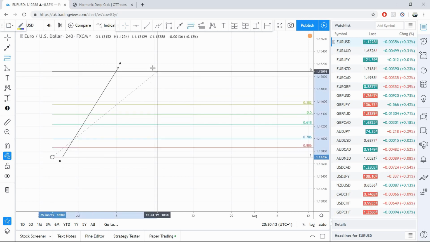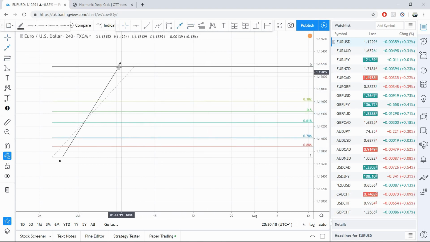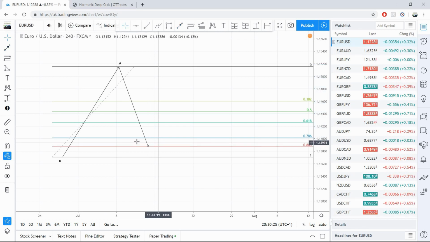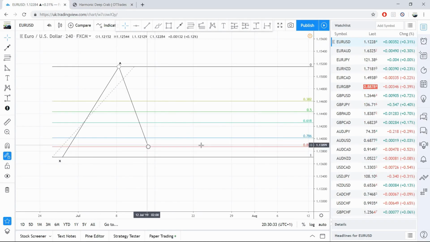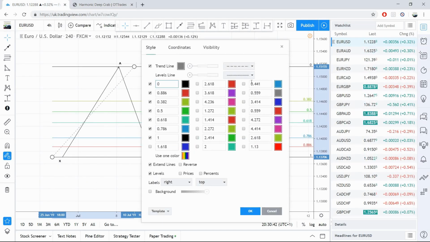So stretch it from X up to A, and we're looking for a precise 886 retracement. I'll leave it here for now, exactly on that 886 level, but the word precise here does not mean an exact touch of that 886 level. What it said here was 83.6 and 94.3, so I'll put those on.